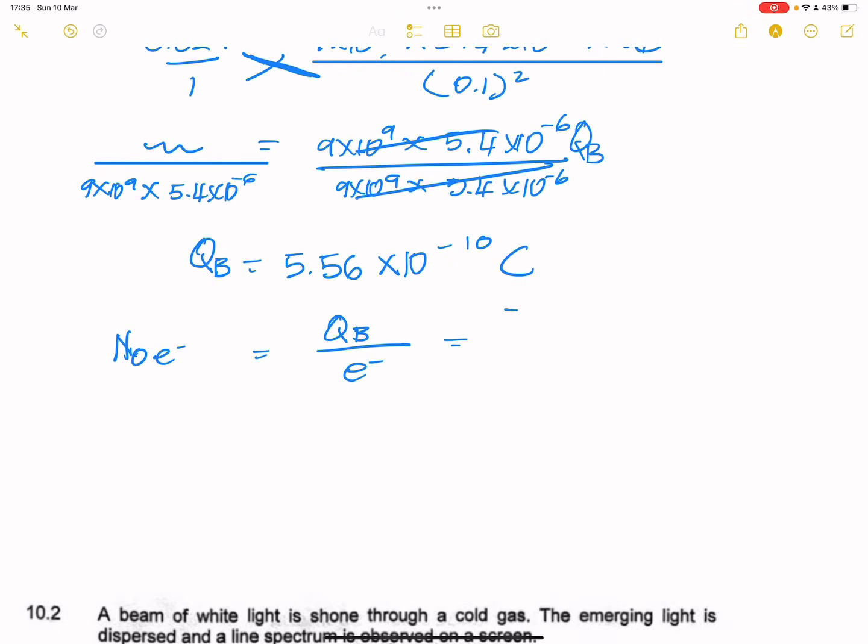So that means that the charge of B, 5.56 times 10 minus 10, divided by the unit charge of an electron, which is 1.6 times 10 minus 19. Now you might say to me, yeah, but why is it not negative? Well, it doesn't really matter in this case. We are just looking for the quantity of the charge, and I have divided by the unit charge of an electron, just the magnitude of it, so that I get a positive number of electrons.